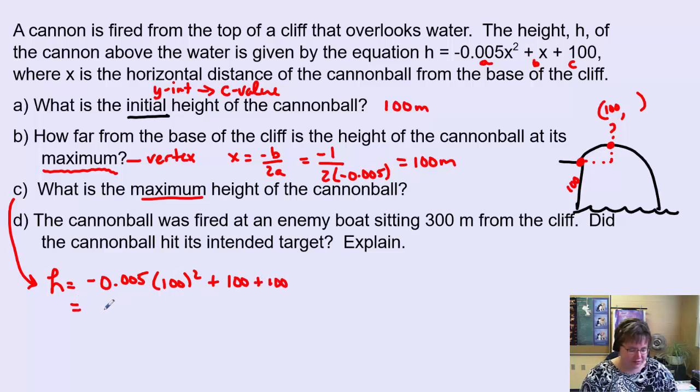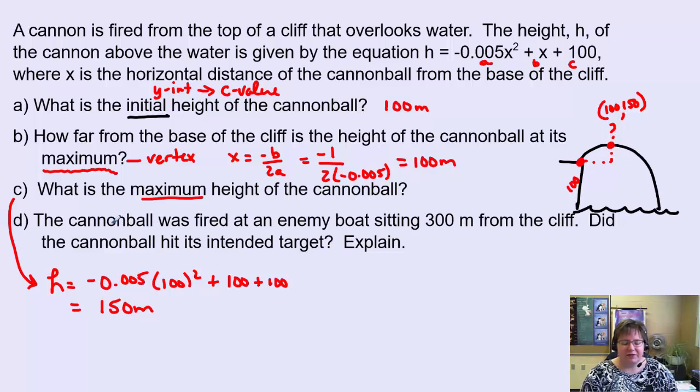So this is going to give you, when you work it out, 100 squared times negative 0.005, add 200, going to give you 150 meters. So the maximum height of the cannonball is 150 meters. So I can go back up and put that in my picture. So my vertex is at 100 out and 150 meters high.